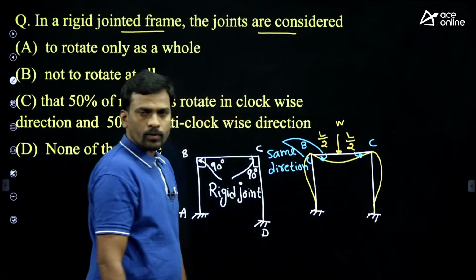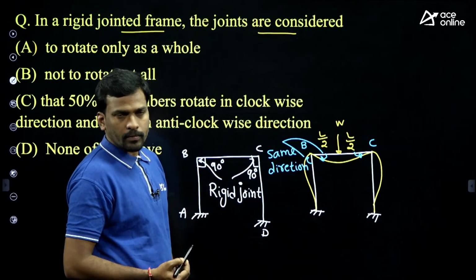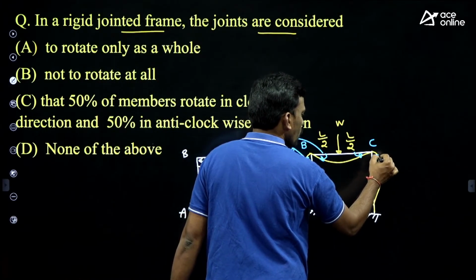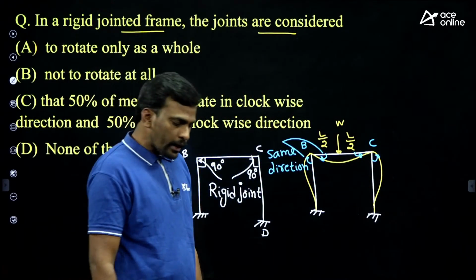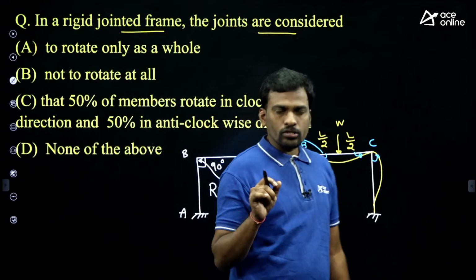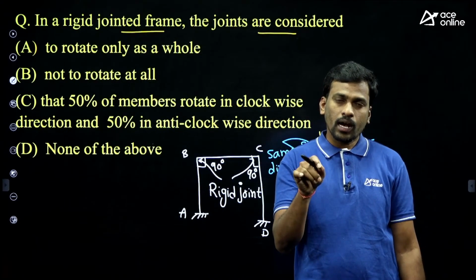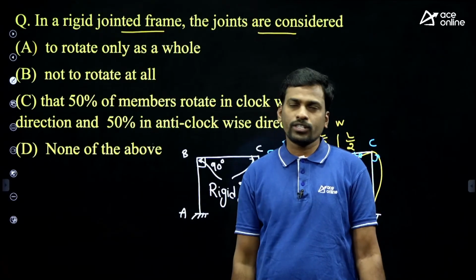Now if you see joint C, rotation of the beam towards joint C is anti-clockwise. Then rotation of the column towards joint C is also anti-clockwise. Both are in the same direction. So students, at the rigid joint, rotation of members is in the same direction only, not in different directions.